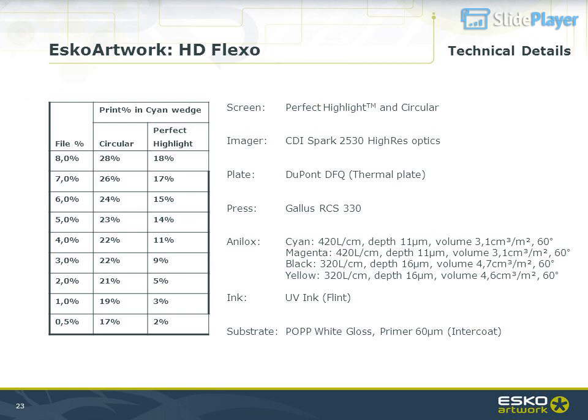File percent, print percent in cyan wedge. Circular Perfect Highlight. 8.0%, 28%. 18%, 7.0%, 26%. 17%, 6.0%, 24%. 15%, 5.0%, 23%. 14%, 4.0%, 22%. 11%, 3.0%, 9%. 2.0%, 21%. 5%, 1.0%, 19%. 3%, 0.5%, 2%. Screen: Perfect Highlight TM and circular.